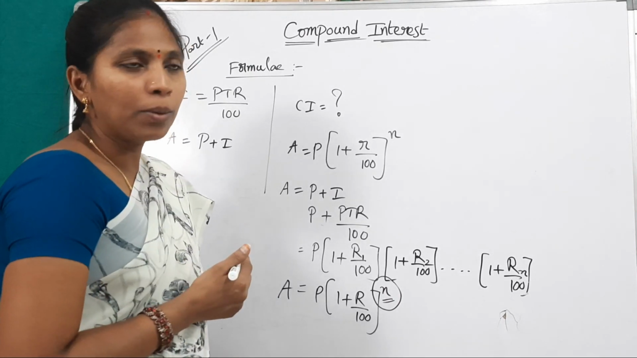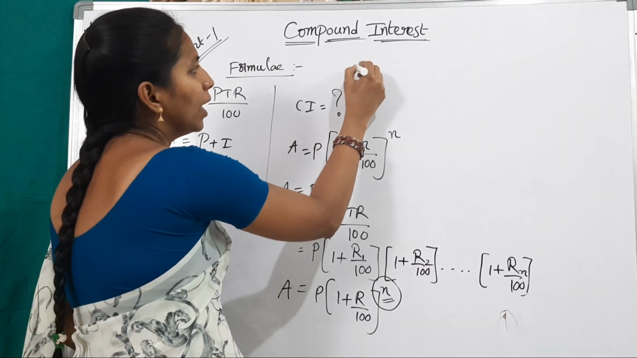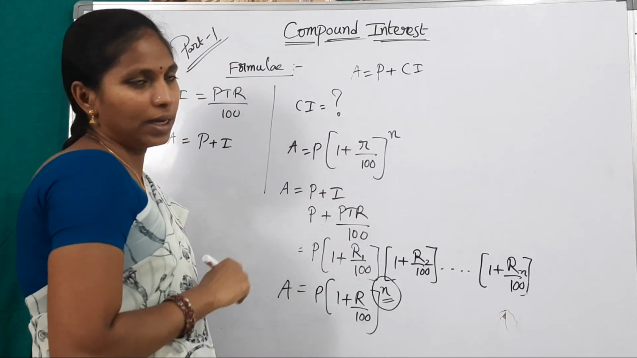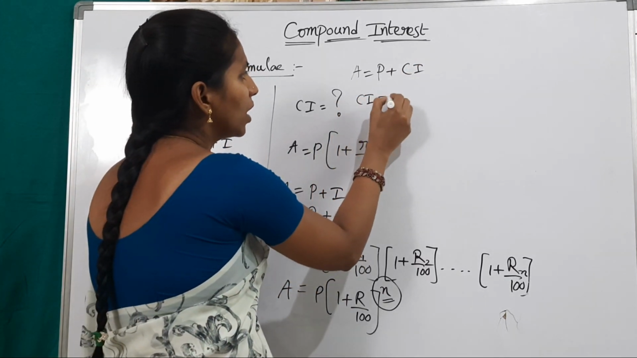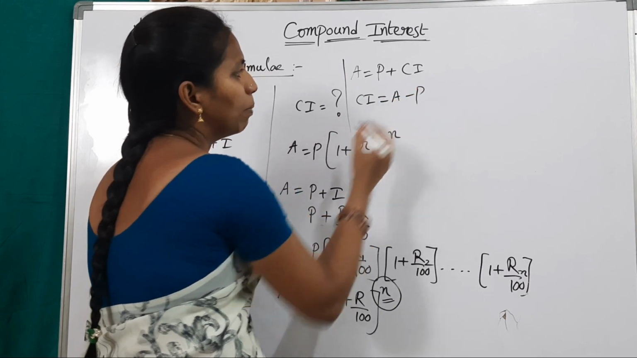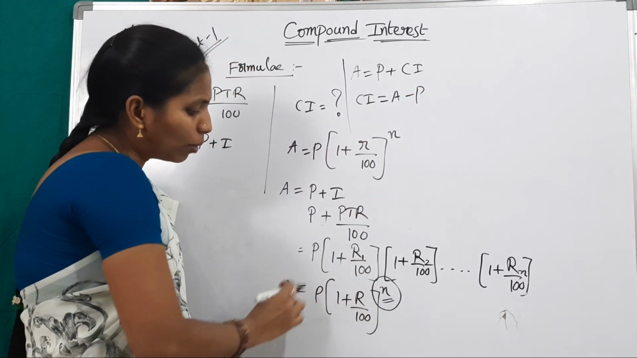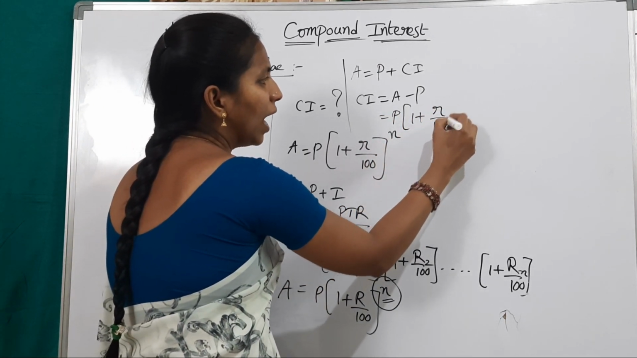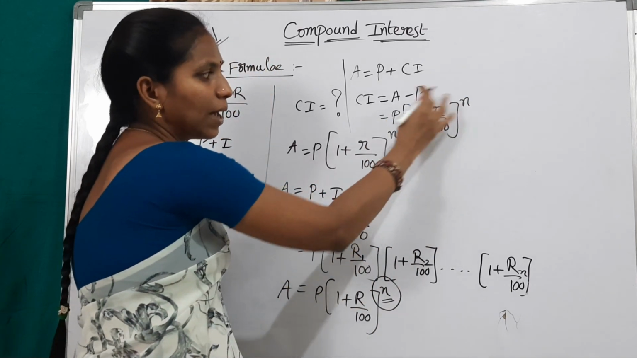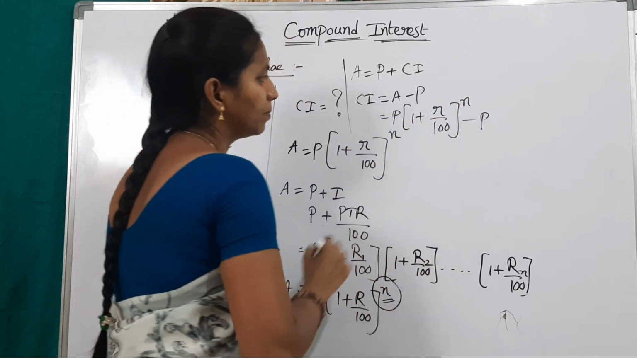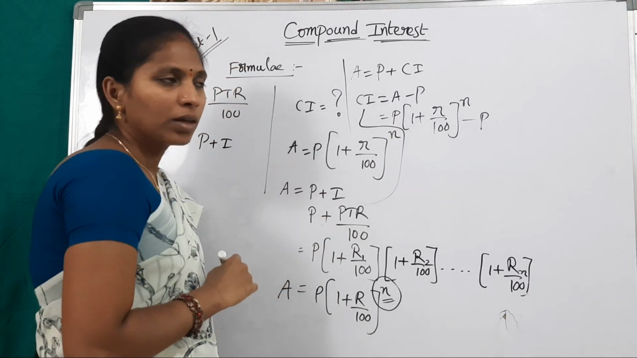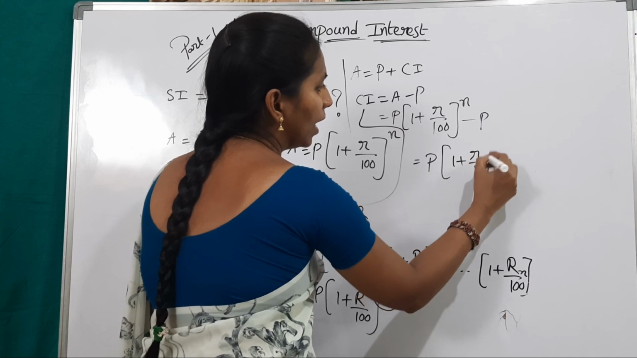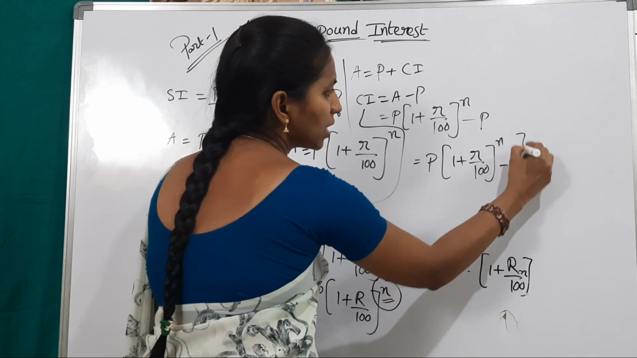Then what is the formula for compound interest? Here amount equals P plus I. I means here CI, compound interest. Then compound interest equals A minus P. What is the formula for amount? P into (1 plus R by 100) whole to the power of N. That is the amount formula, minus P. Now take P as common: P into [(1 plus R by 100) whole to the power of N minus 1].